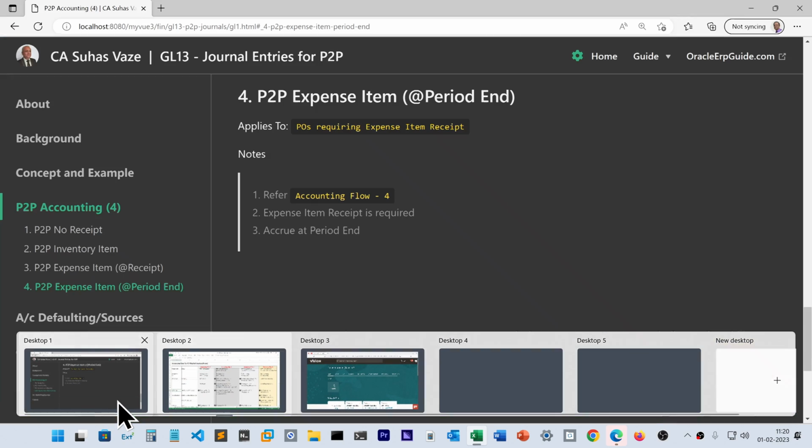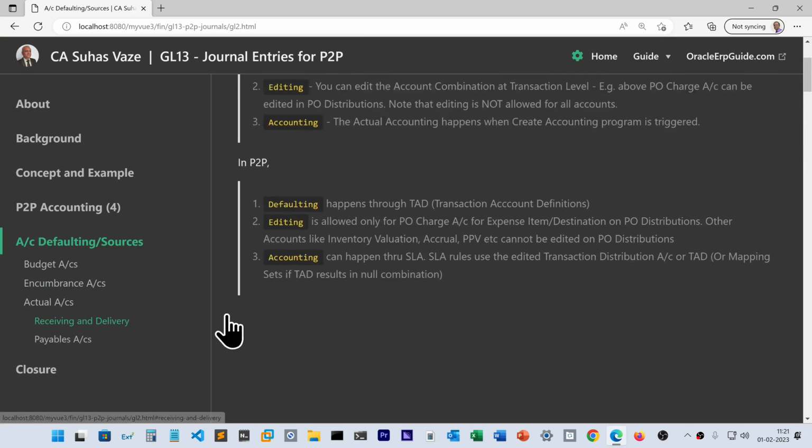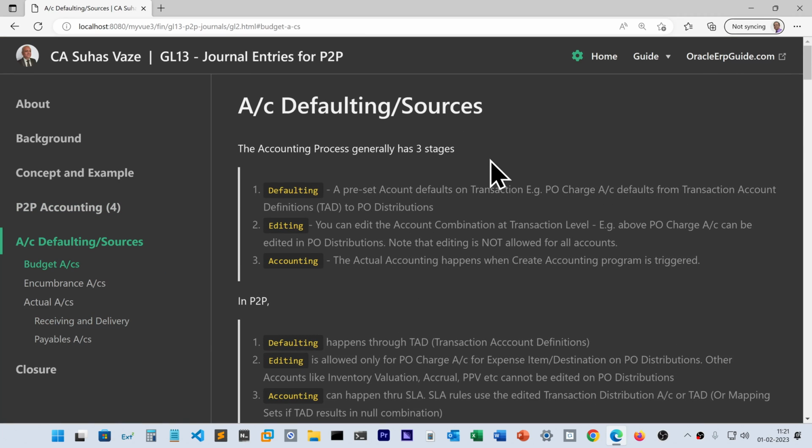Coming back to our guide. Any accounting process generally has 3 stages. The first stage is defaulting. Here a pre-configured account defaults on a transaction. For example, PO charge account defaults from transaction account definition to PO distributions. An easy example could be an AP expense account defaults from the distribution set attached to the supplier side. From there, it defaults to the invoice.